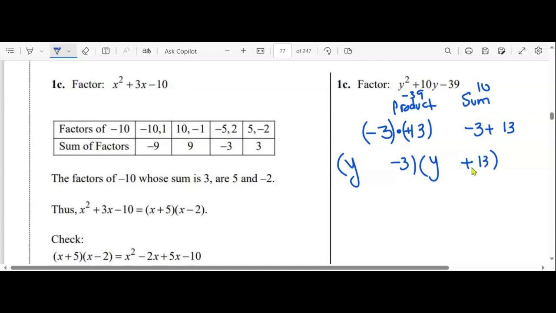To check your answer, what do you do? Do the happy face. Clear? Next.